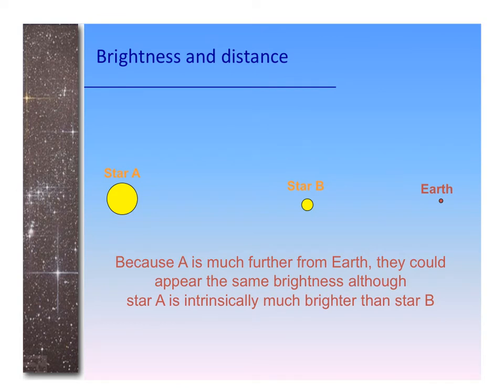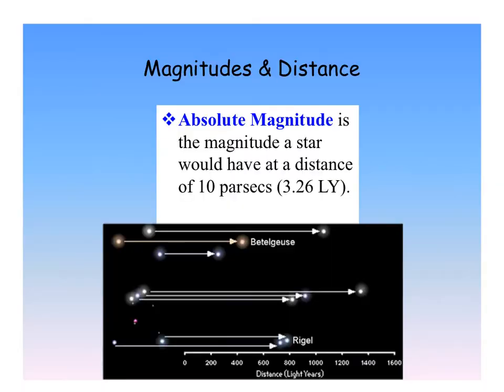So here looking again at brightness and distance, we have star A, we have star B, and Earth. So even though A is further away, they could appear the same brightness. So we call that apparent brightness. But what we really want to use is the absolute brightness, or the absolute magnitude. So apparent magnitude would be distance dependent.